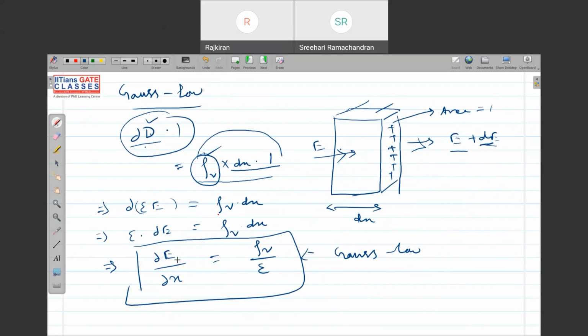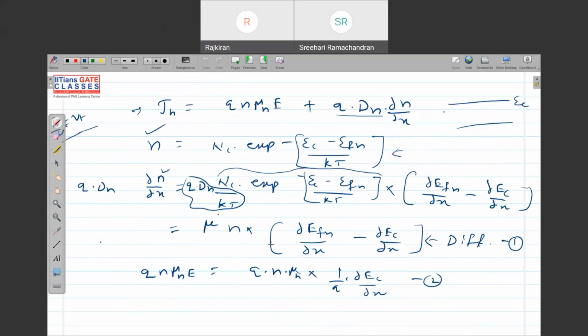So this is called Gauss law. The increase in electric field depends upon how much charge is enclosed in the volume. So dE by dx, the derivative of electric field with respect to distance, is equal to the volume charge density by epsilon. This is what we have discussed.